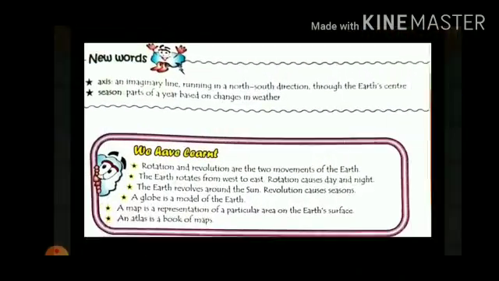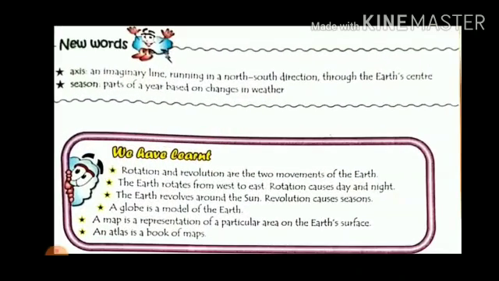Next. So we have completed this chapter. Now what are the new words we have learnt here? Number 1, axis. An imaginary line running in a north to south direction through the earth's center. Next, season. Parts of a year based on changes in weather. These two are the new words.